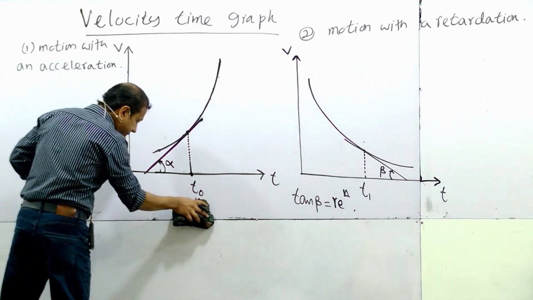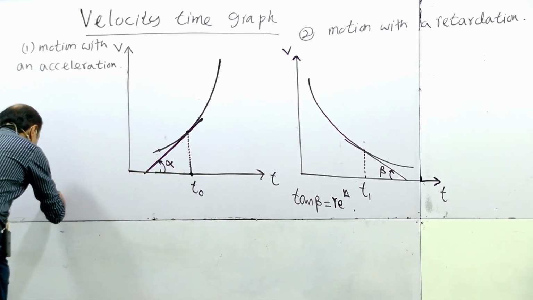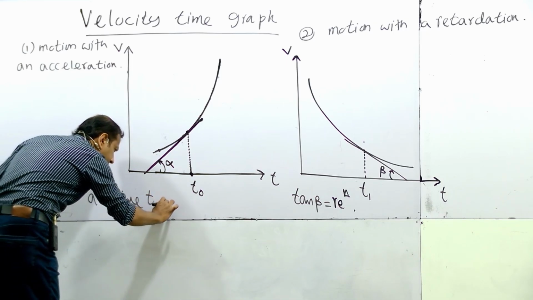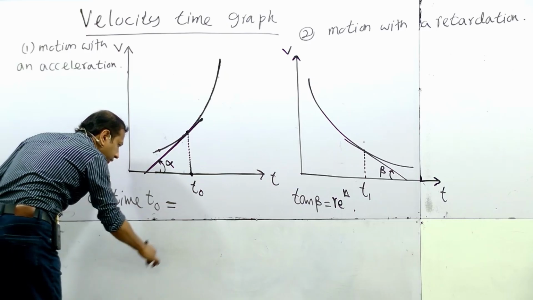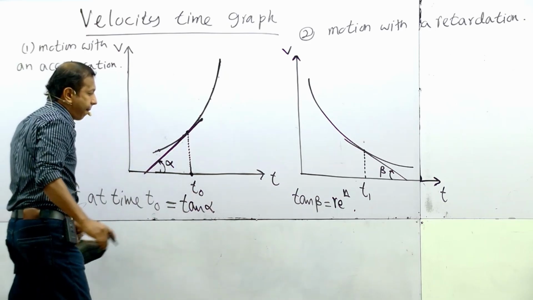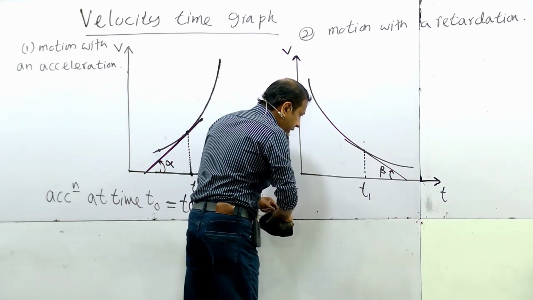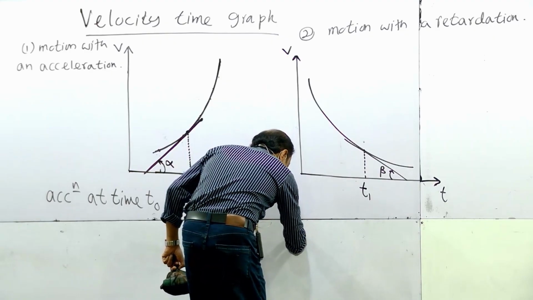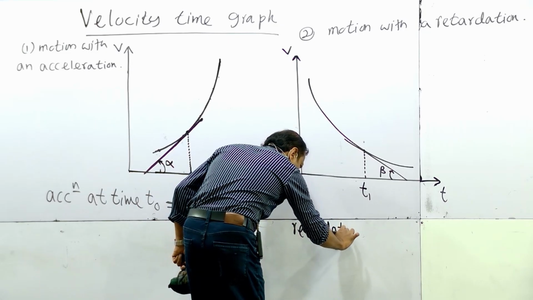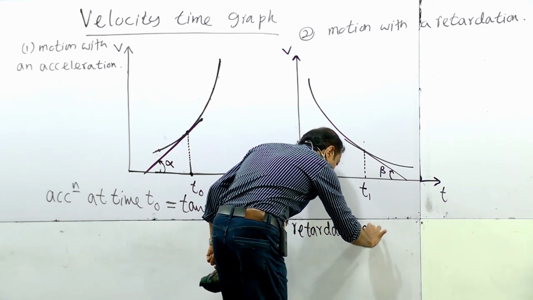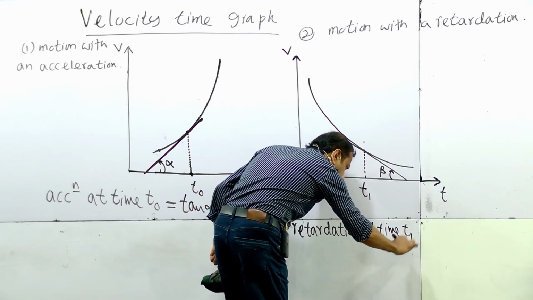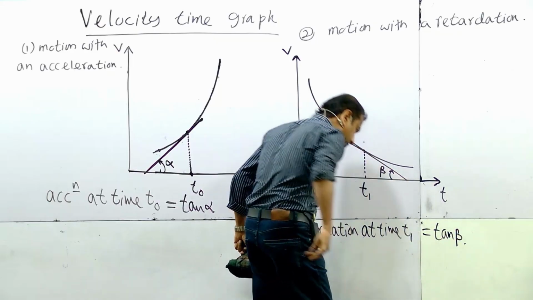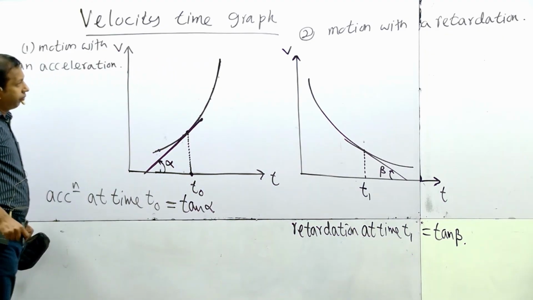Then we can write here acceleration at time t naught. Acceleration at time t naught is given by tan alpha. Here, retardation at time t1, tan beta. Draw these both graphs.